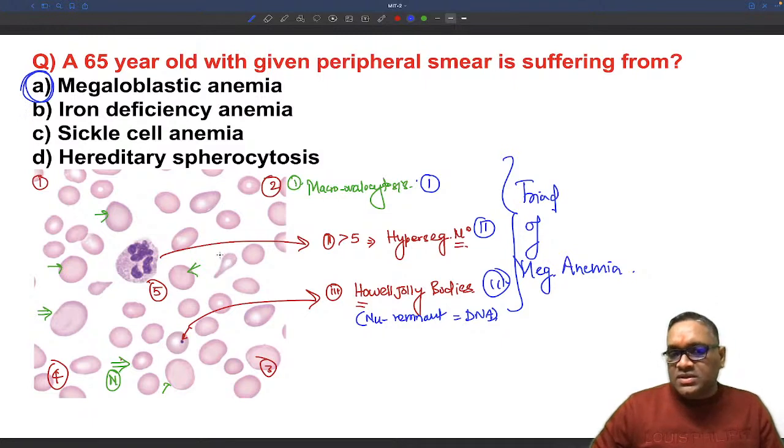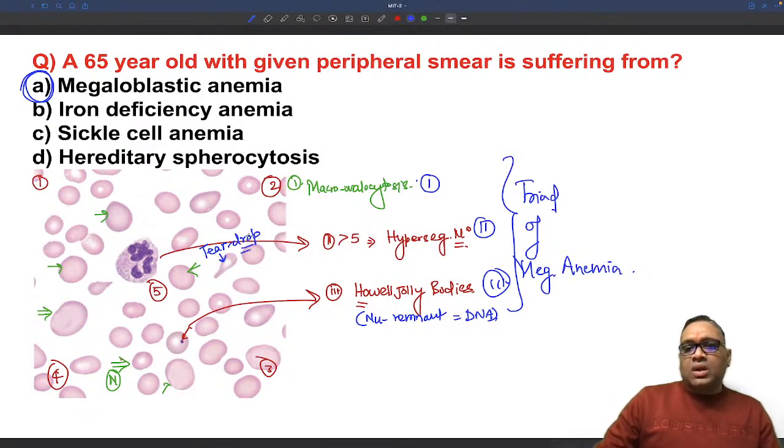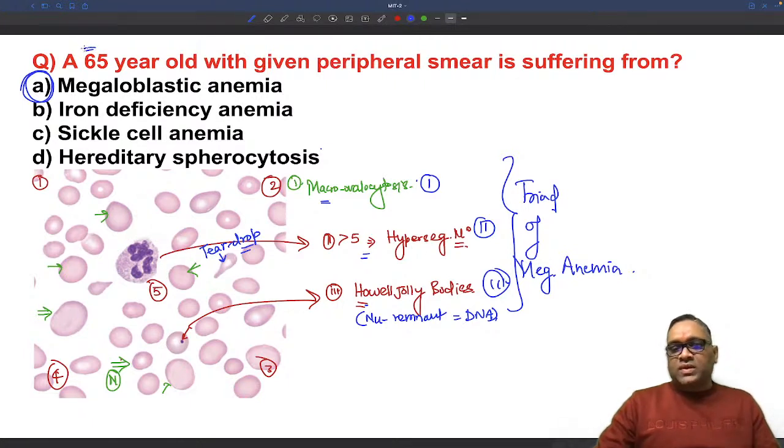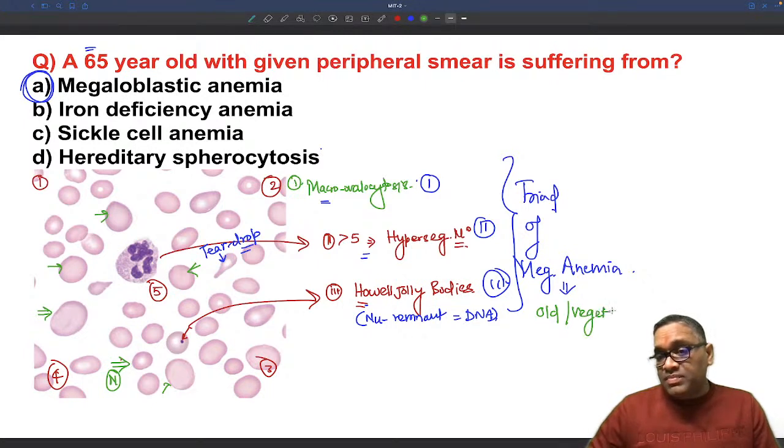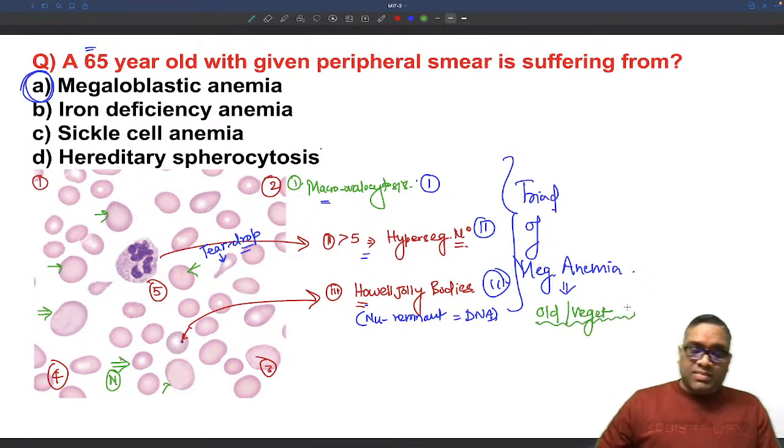You are not seeing sickle cells. These are all teardrop RBCs, or pencil cells, but they are not examples of sickle cell. So there is no sickle cell. This is not hereditary spherocytosis because you are seeing the characteristic triad of megaloblastic anemia. And moreover, the age group is also 65 years. Older individuals are more prone to megaloblastic anemia because it is seen in the old and vegetarian. Please remember, old and completely vegetarian people are more susceptible to megaloblastic anemia.